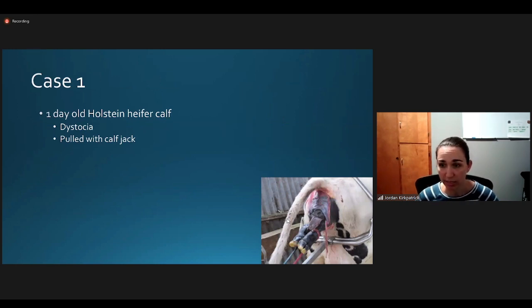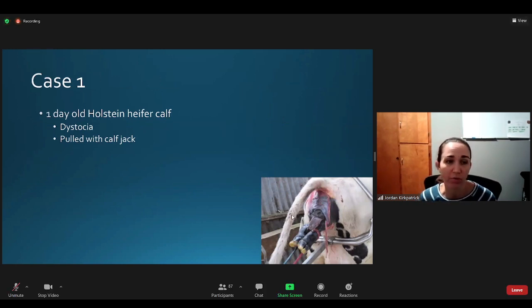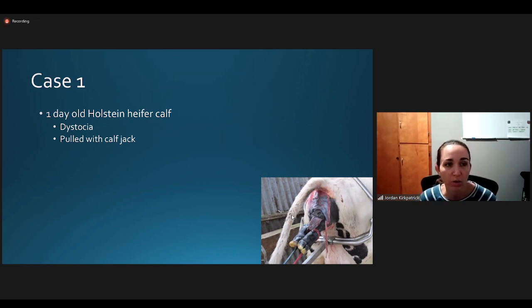Okay, so a couple of cases, because I know that's a lot of information that was thrown at you. Case 1 is a 1-day-old Holstein heifer calf. She was a dystocia and was pulled with a calf jack. And so this is an image of a calf jack. It's an instrument that goes over the back of the cow and then puts pressure on their hind legs. And then there are chains connected to the calf's legs and then to the jack. And they basically push and pull to slowly have traction to pull the calf out.